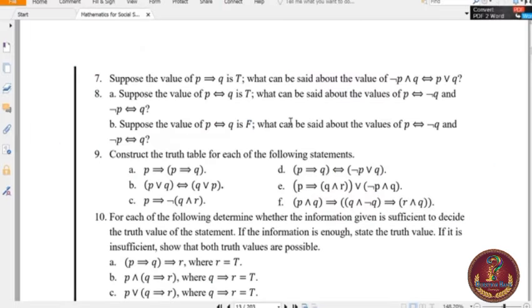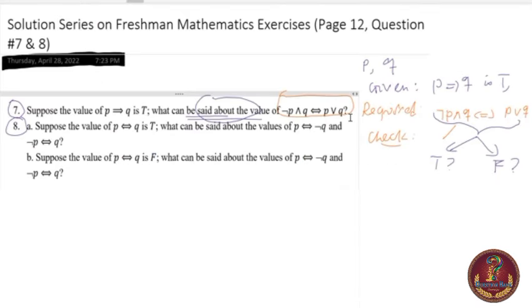So question number 7, in conclusion, we have reached that simplifying the compound proposition, even if the value of P implies Q is given to be true, we can say that negation of P and Q biimplies P or Q can take both true and false truth values. That is our conclusion. We will continue to do question number 8.